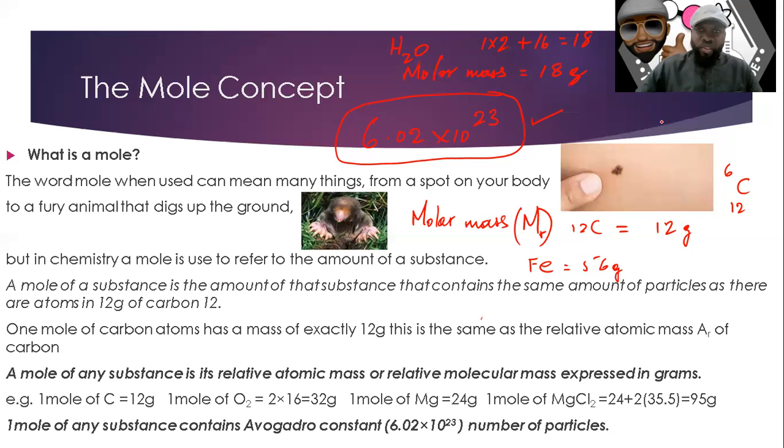So just to summarize, the relative atomic mass of any element in the periodic table is used to calculate the molar mass of that element in grams. Again, the molar mass of any element in the periodic table is the same as its relative atomic mass in grams. The molar mass of any molecular compound is the relative molecular mass of that compound in grams.